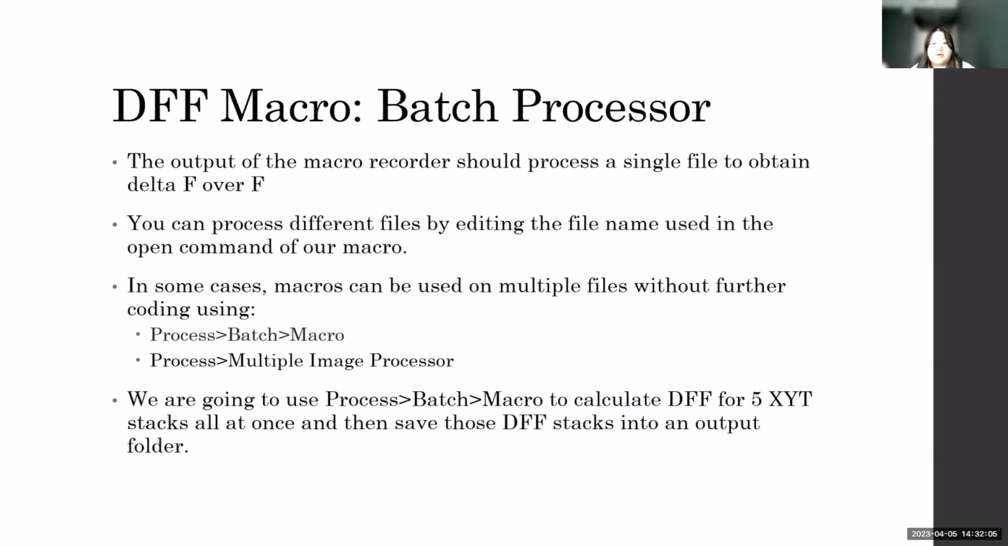So far our macro gives us the delta F over F for a single file, but wouldn't it be great if we could just have this go through a stack of TIFFs? In some cases, macros can be used on multiple files without more coding. We can just use the batch function that's in ImageJ. So essentially we can do process, batch, macro. So that's what we're going to do. We're going to be doing process, batch, then macro to calculate DFF for 5 stacks all at once, and those will get saved into an output folder.